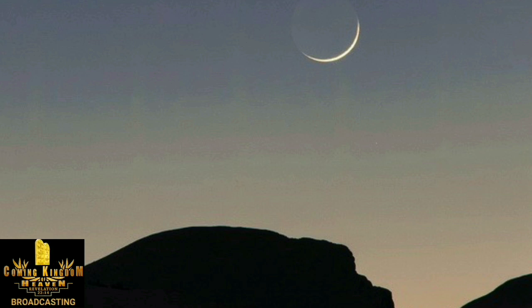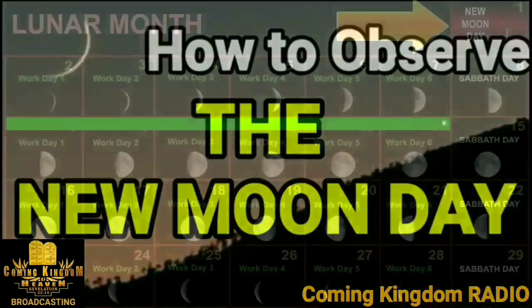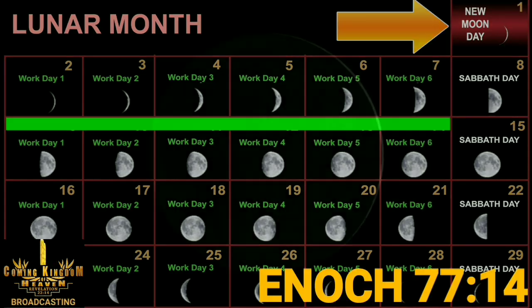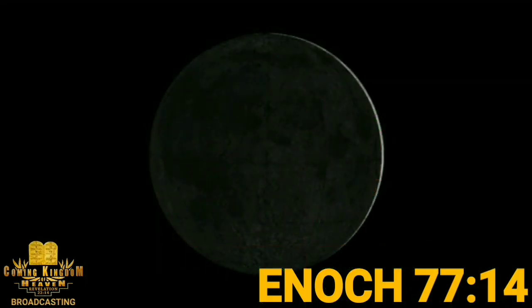So when the moon is completely dark, that's a new moon day. On that day in the evening, light will come into the moon. And the next day will be the first work day of the week. This is how you determine the new moon day. This is what we see with our eyes. That's also what it says in the book of Enoch that happens on the new moon day. So the book of Enoch tells you exactly what we witness with our eyes today.